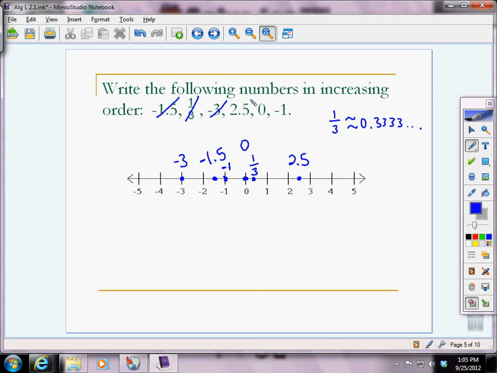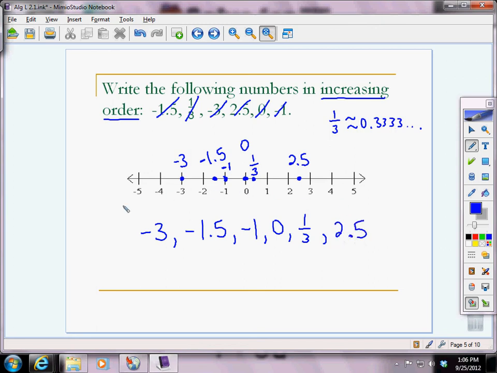So now, once we put them on the number line, again, you don't need to use a number line, but at least picture one in your head. If we want to write it in increasing order, our smallest number is negative 3. Then the next one we run into is negative 1.5, then negative 1, then 0, then 1/3. And again, ladies and gentlemen, you have to write 1/3 because that's what they gave us here. No decimals or anything. You write what they give you. And then our largest number is 2.5.